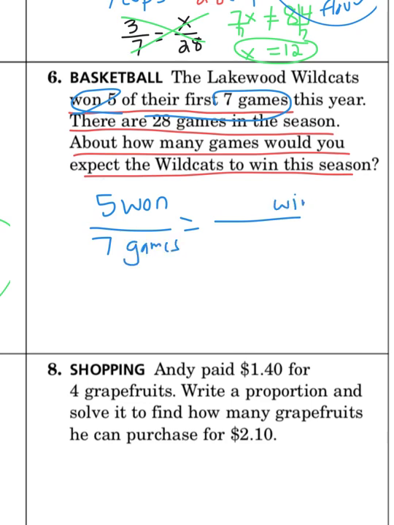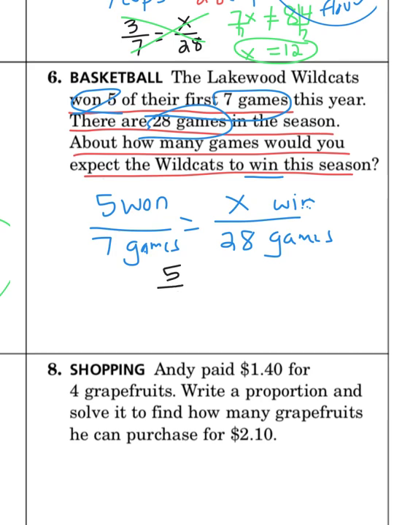How many will they win? 1 games. There are 28 games in the season. How many games would you expect them to win this season? Well, the 28 games total will go here. 28 games, and how many will we expect them to win? There's my word win right there, because I put 1 games, just like that. 7 times X. Wait, I'm going to go back. Hold up a second. I'm going to write out the math problem first.